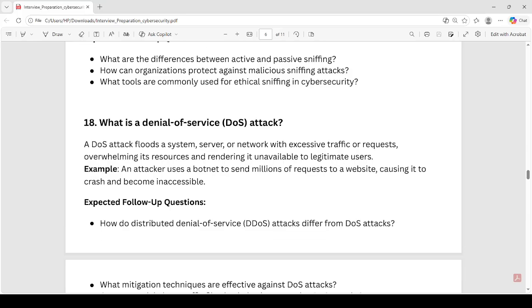Question number 18. What is a denial of service attack? A DoS attack floods a system, server or network with excessive traffic or requests, overwhelming its resources and rendering it unavailable to legitimate users. Example, an attacker uses a botnet to send millions of requests to a website, causing it to crash and become inaccessible.